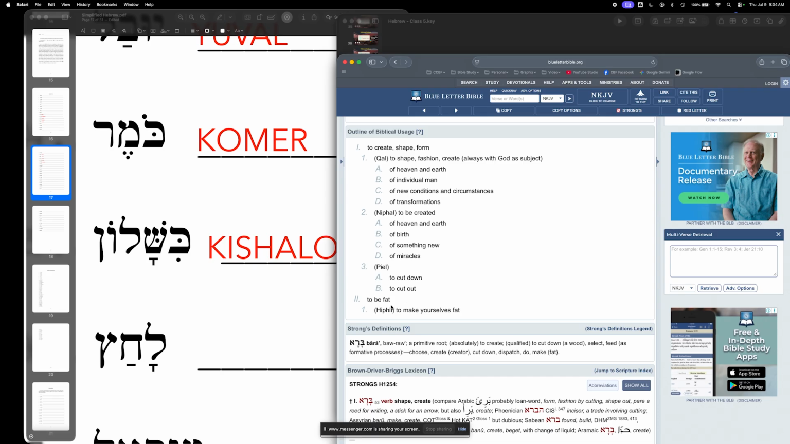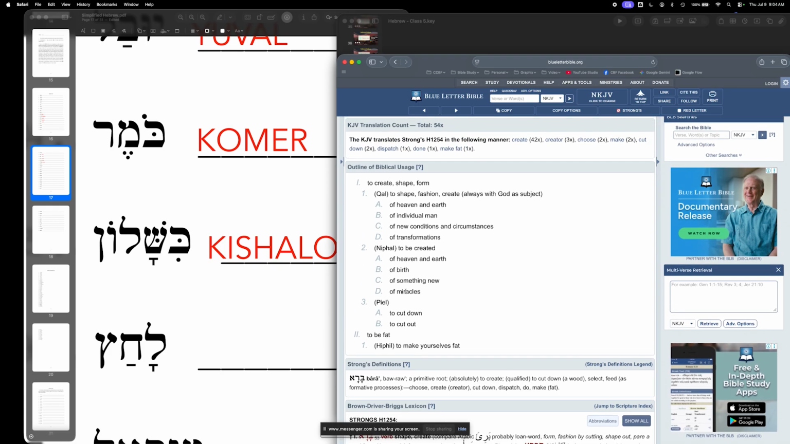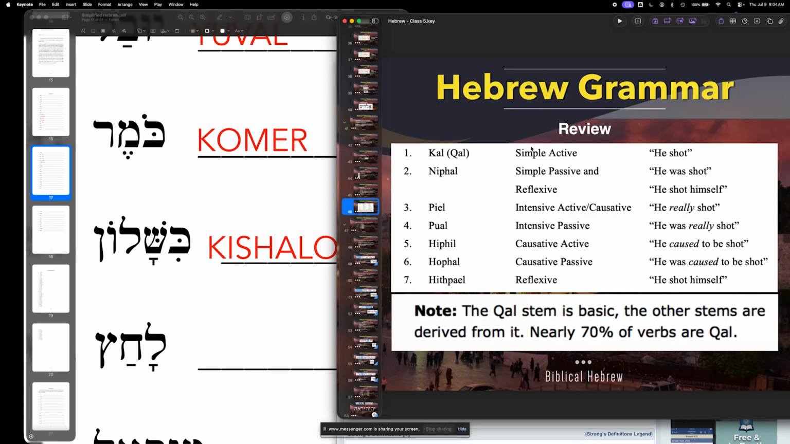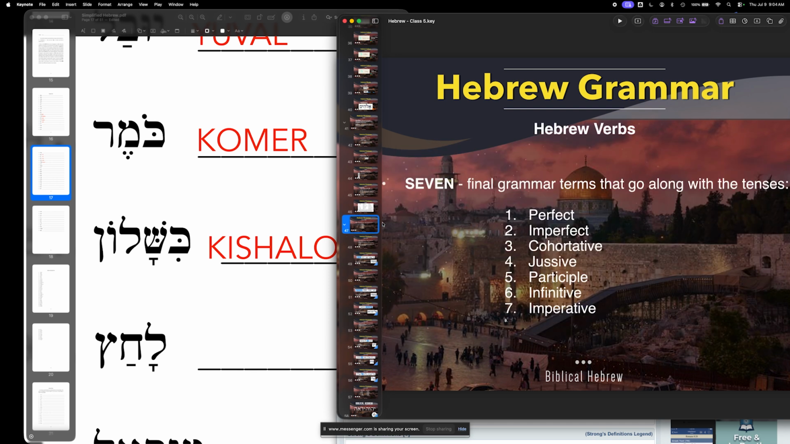There's even my favorite, the hifil, to make yourself fat. Same word: create, cut down, make yourself fat. How do you know what definition fits? Based on the stem. So the stem will tell you the how: active, passive, reflexive, regular, intensive, or causative. All that's built into the stem, but it also can be used to give you the definitions once you look in the Strong's. So the stem is hugely important to your Bible interpretation. Now, new information. Questions on the stems?